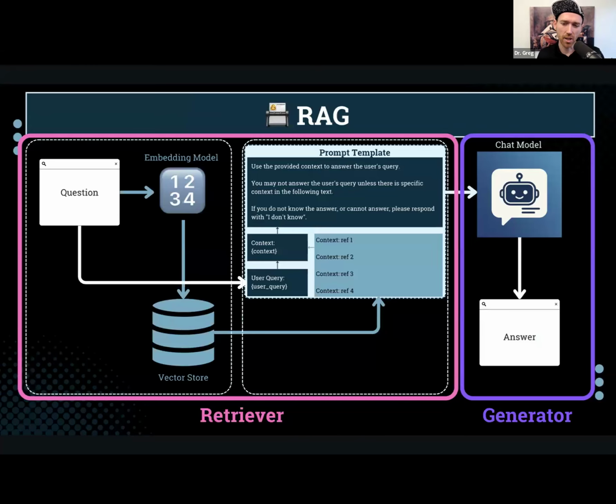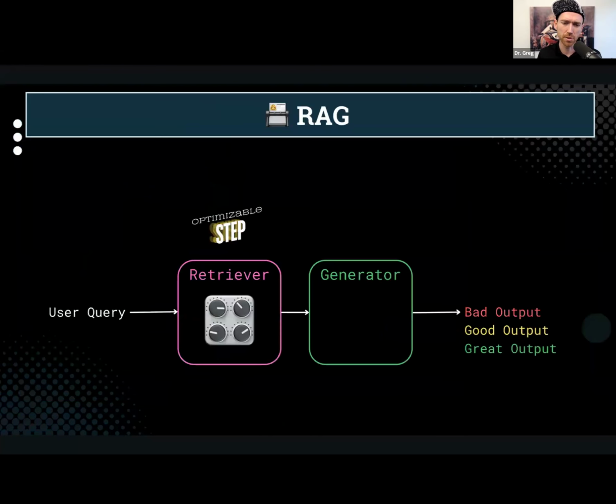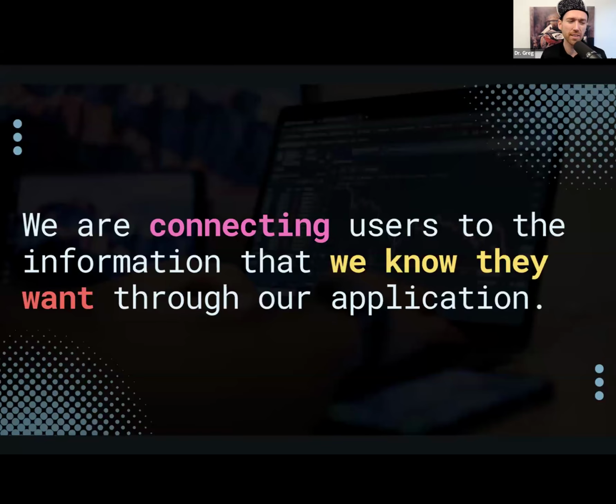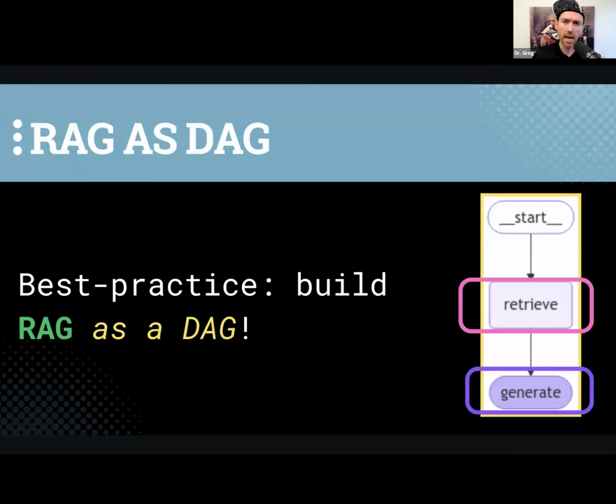This is not the point of today's talk, but this will help us understand more about agents and multi-agent systems. RAG is going to allow us to optimize this retrieval step to essentially connect users to information that we know they want to have access to through our application. Now, we can build RAG applications, and in fact, we build RAG applications in our course in LangGraph, starting out as a DAG, even though we use a LangGraph approach. This is because this is the best practice today, and it's quite simple to move this into a more agentic flow.